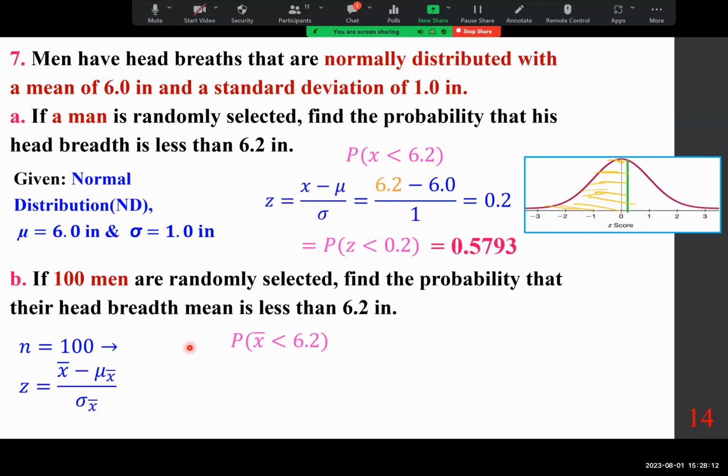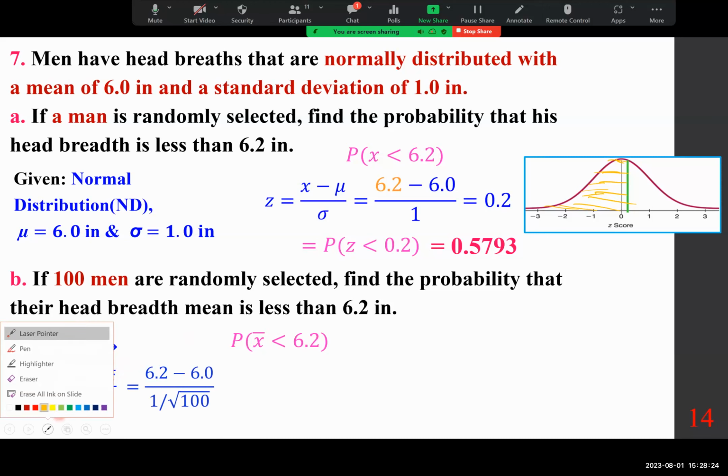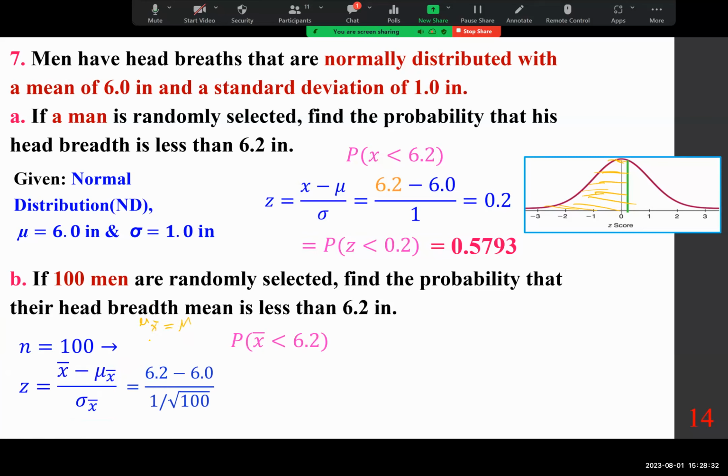So x bar is 6.2. Mu of x bar is the same as mu, which is 6. But sigma of x bar is sigma over square root of n. So let me write this. Mu of x bar is mu. Sigma of x bar is sigma over square root of n. All right.